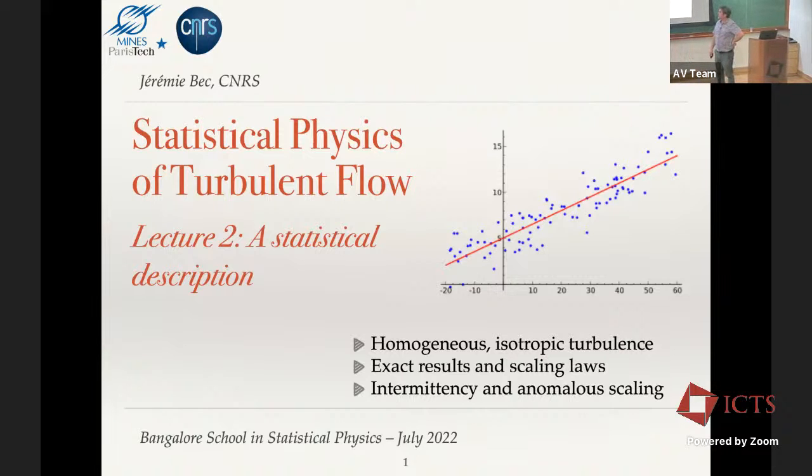The idea this time is more to work on actual statistics of turbulent flow, with a focus on homogeneous isotropic turbulence. These are the hydrogen atoms of physicists of turbulence, and I want to show you some exact results which exist, and how this relates to the scaling laws we discussed yesterday. And then I will talk about intermittency and anomalous scaling in turbulent flow.